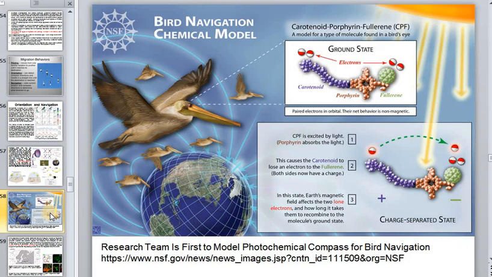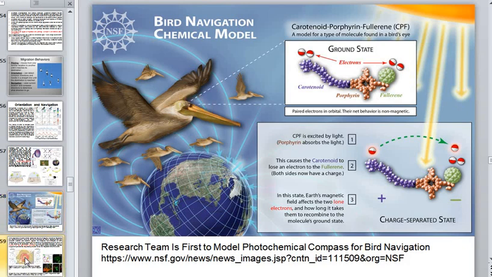And here we see this, just a link if you want to know more about this special electrons, how the birds do it.